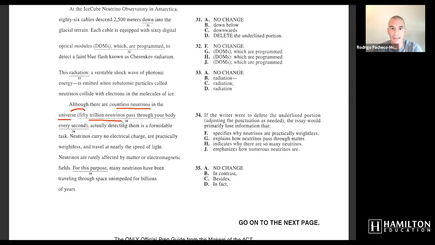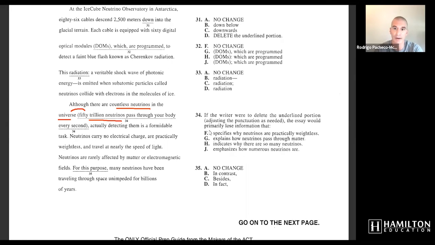This is a more specific number, 50 trillion, which is almost impossible to imagine. 50 trillion pass through your body every second. Okay, so the parenthetical statement is very much related to the main idea in the sentence, and that is that there are countless neutrinos in the universe. So it emphasizes this idea by giving us a more specific value. Okay, so looking at our answer choices, F says that this statement specifies why neutrinos are practically weightless.